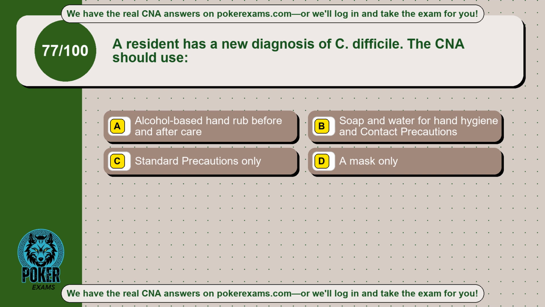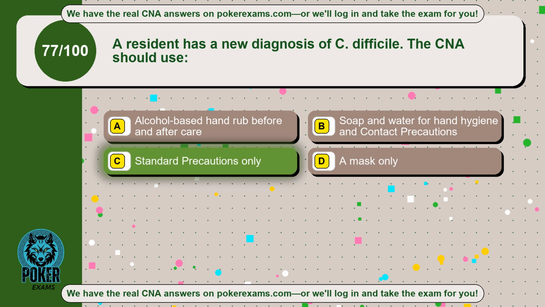Question 77. A resident has a new diagnosis of C. difficile. The CNA should use: Option A, alcohol-based hand rub before and after care. Option B, soap and water for hand hygiene and contact precautions. Option C, standard precautions only. Option D, a mask only.